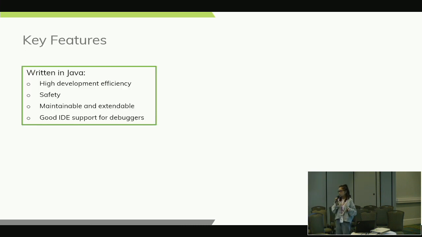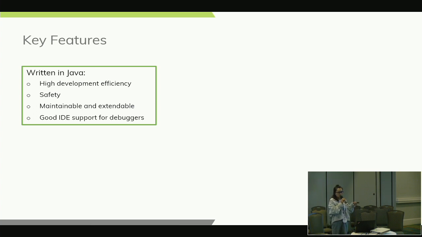So why do we choose Graal? A main key feature of the Graal compiler is that it is written in the Java language, which means it has high development efficiency. It is easier for new compiler beginners. And Java is safe. It has exceptions while not crashing. It has no dangerous pointers. And Java is more maintainable and extendable. It has good IDE support for debuggers such as IntelliJ IDEA and Eclipse.